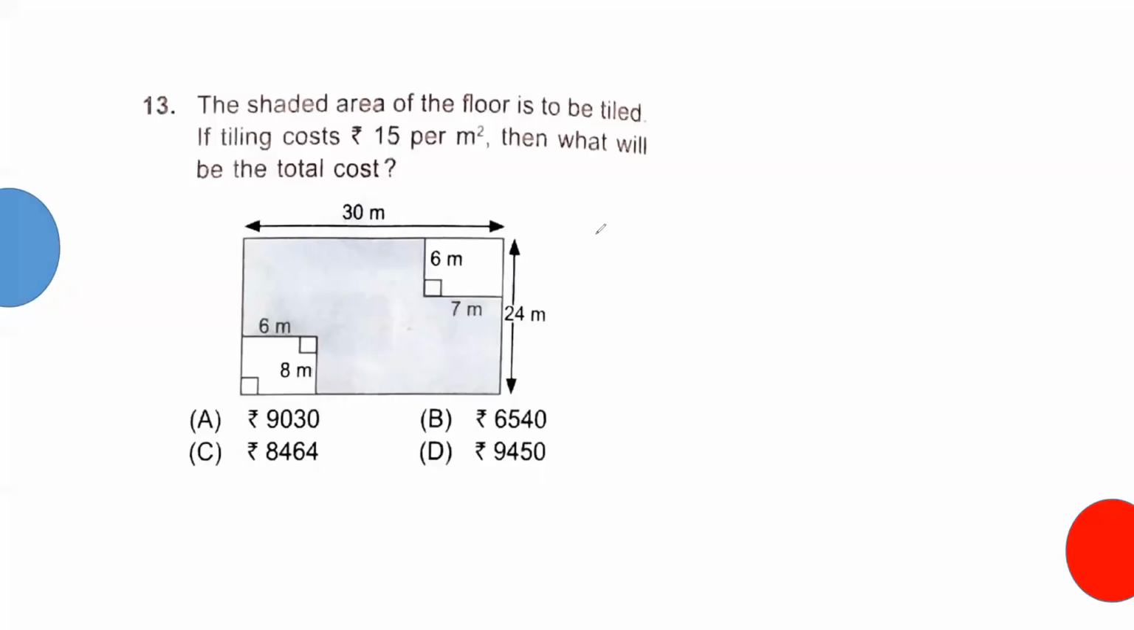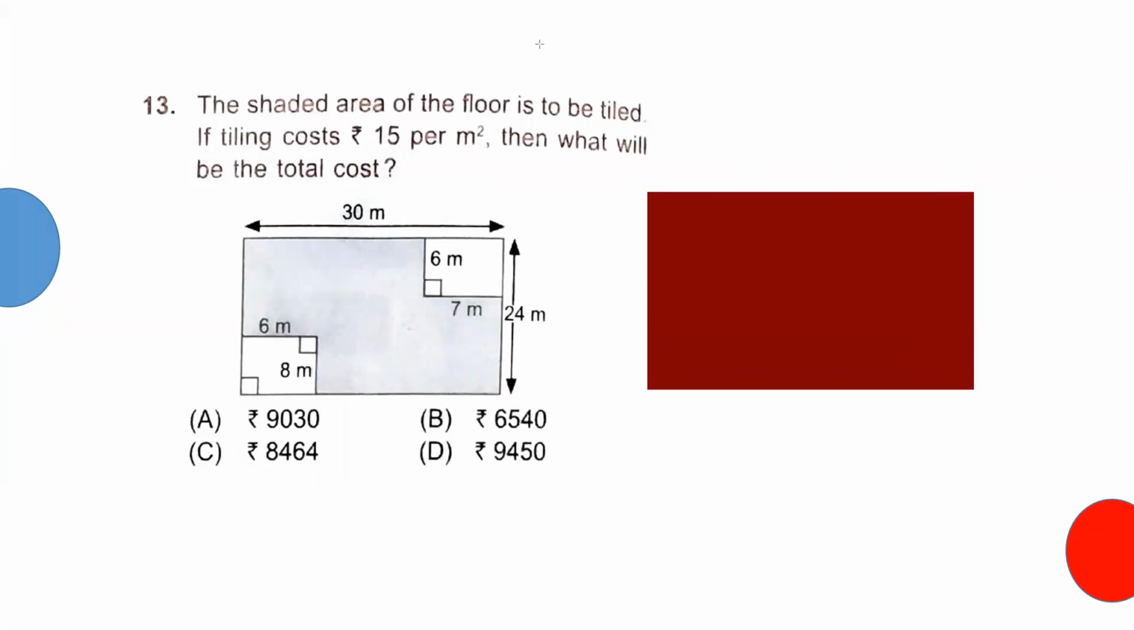Okay, let's go to the next question. The shaded area of the floor is to be tiled. Whenever we do tiling, you have to understand the concept of tiling. Tiling will always be done on the floor. So it will be something like this, like this, like this, equal sided. I'm not able to draw. So like this, equal sided.